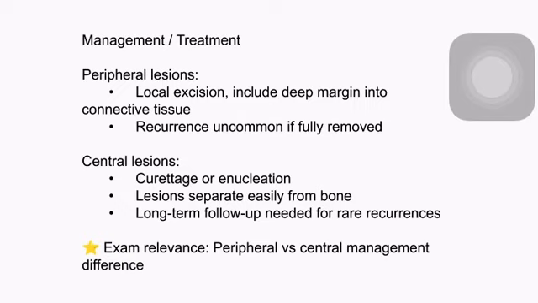Coming to the management or treatment of this lesion. For peripheral lesions, local excision is the treatment of choice. I repeat, local excision. But here's the catch. Superficial removal leads to recurrence. The excision must extend into deep connective tissue or the PDL, the periodontal ligament.